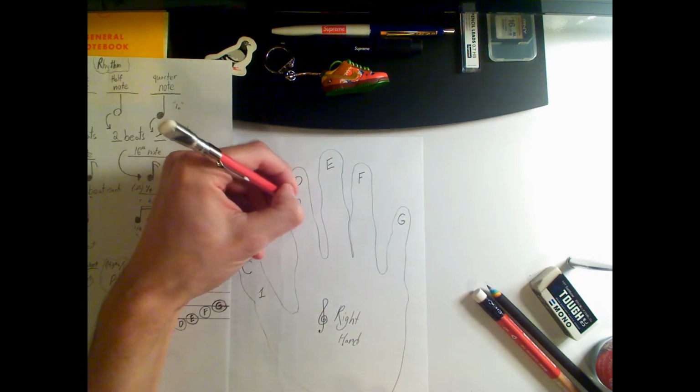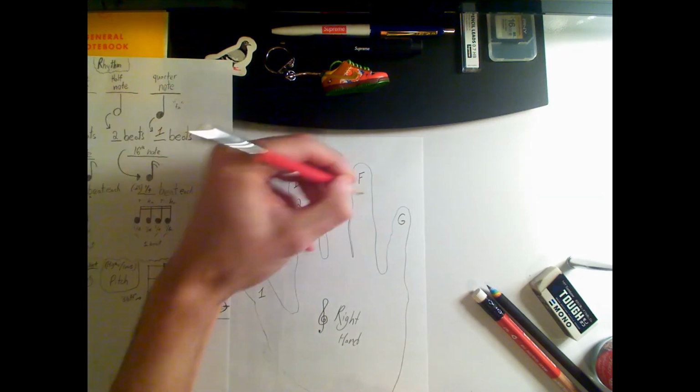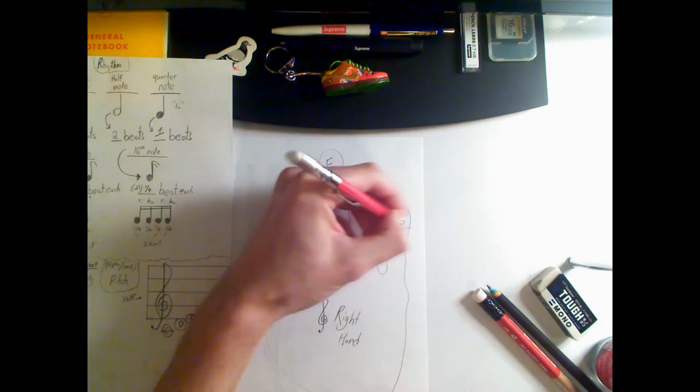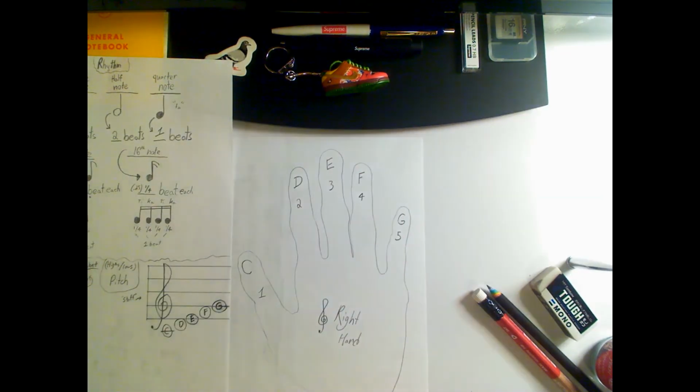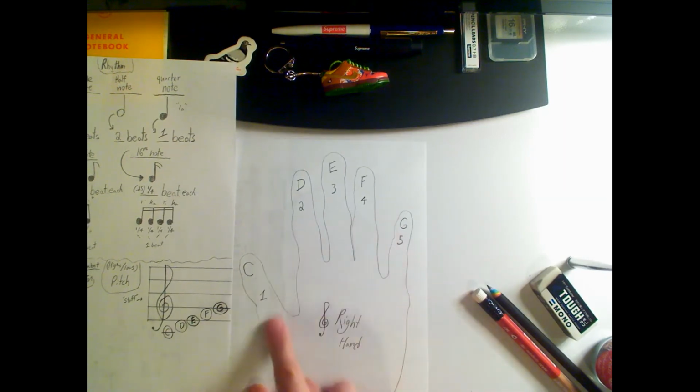Our index finger will be finger number 2. Our middle finger will always be finger 3. Our ring finger will be 4. And our pinky finger will be finger number 5. And you'll see why I put these numbers here later on.